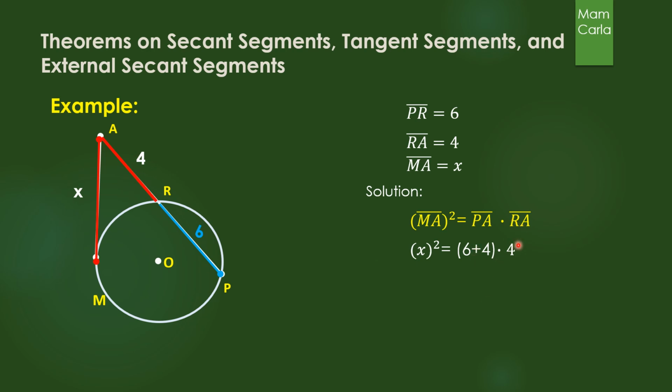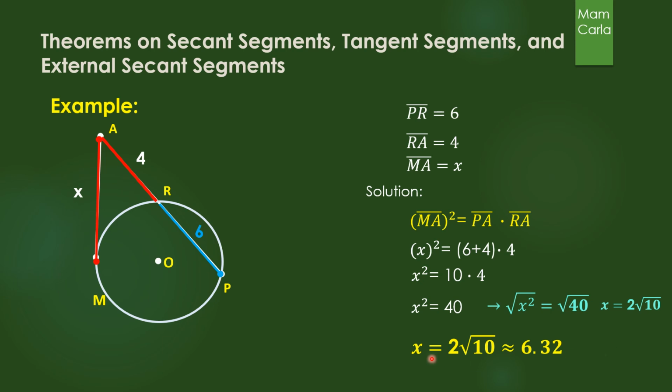And then the measure of RA is 4. So simplifying, 6 plus 4 is 10. That's why the next line would be x squared equals 10 times 4. So we have x squared equals 40. For us to solve for the value of x, we need to get the square root of both sides. So the square root of 40 is 2 square root of 10. So the value of x is 2 square root of 10, or approximately 6.32 units.